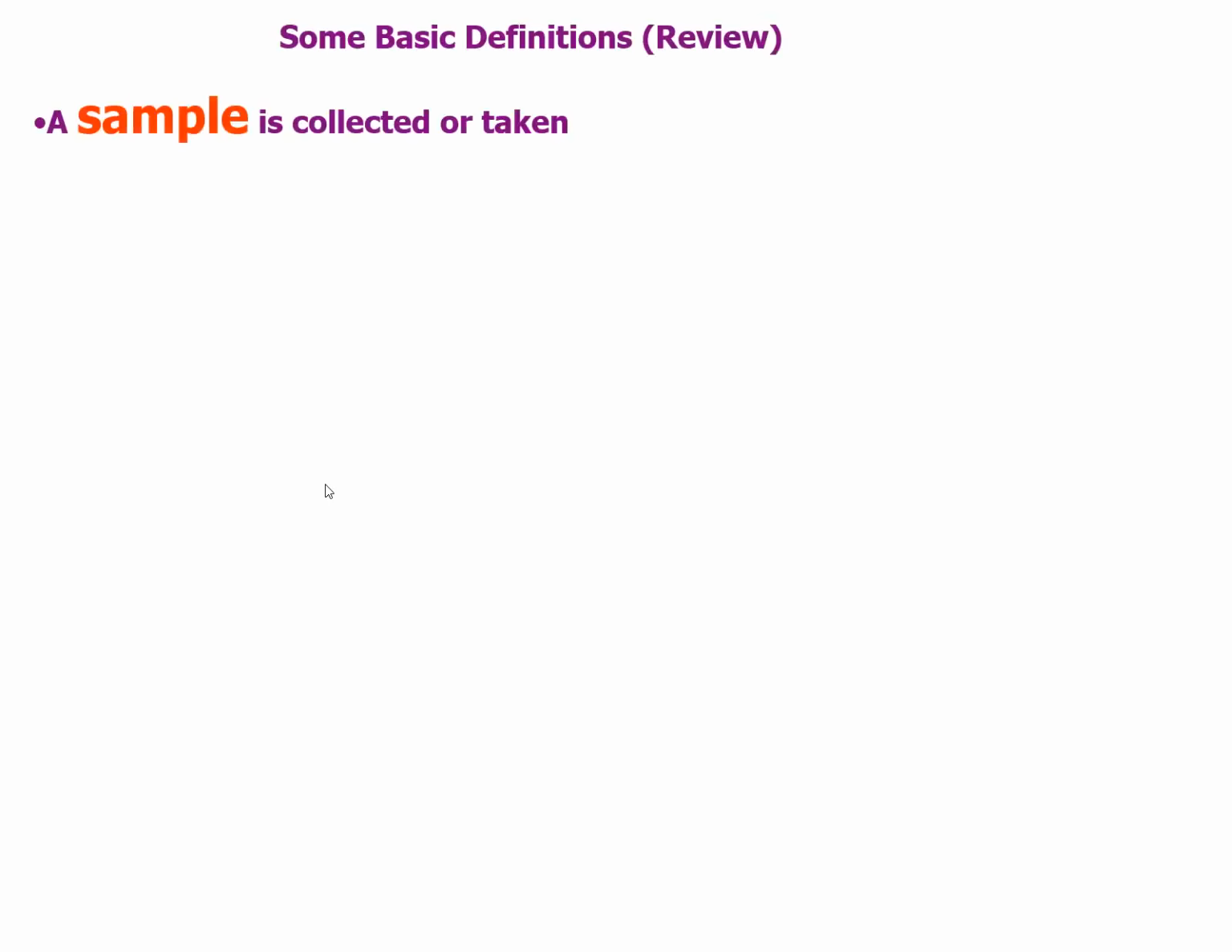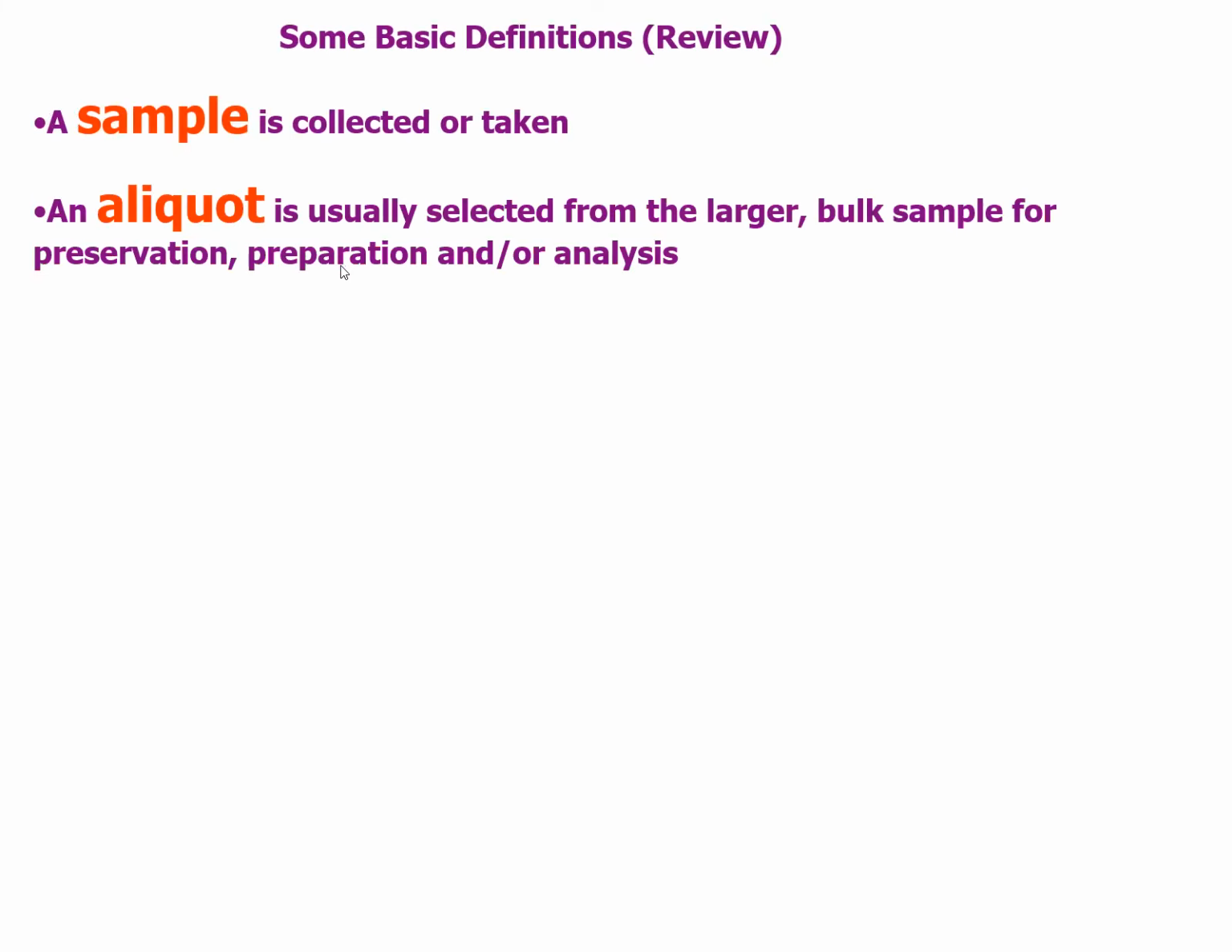Now then, here is a review. In this review, we define some basic terms that you have already been faced with in quantitative analysis, introductory analytical chemistry 1. Instrumental analysis may be analytical chemistry 2. So what are the basic definitions? One is the term sample. You collect a sample or you take a sample.